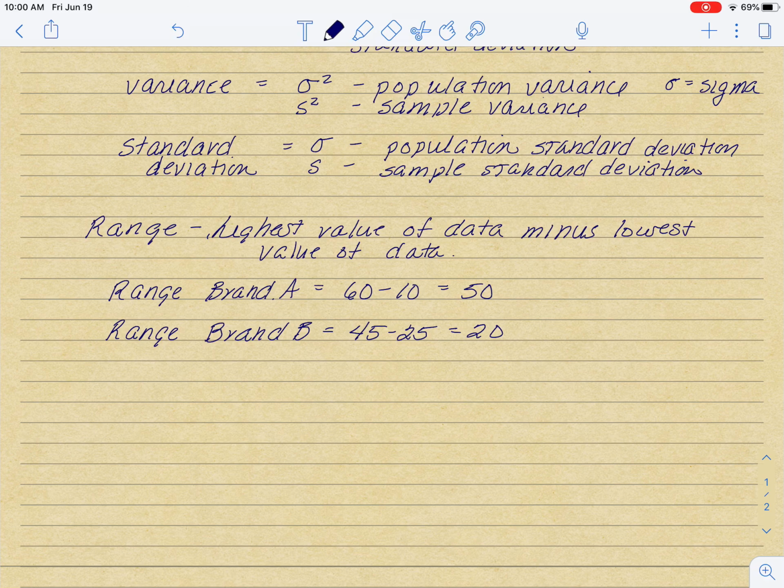All right, so the next thing we're going to do is look at variance and standard deviation. That'll be in the next one: variance for populations and standard deviation for populations, and then we'll look at variance and standard deviation for samples.